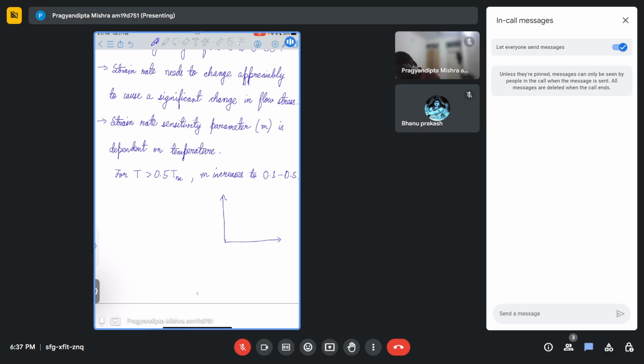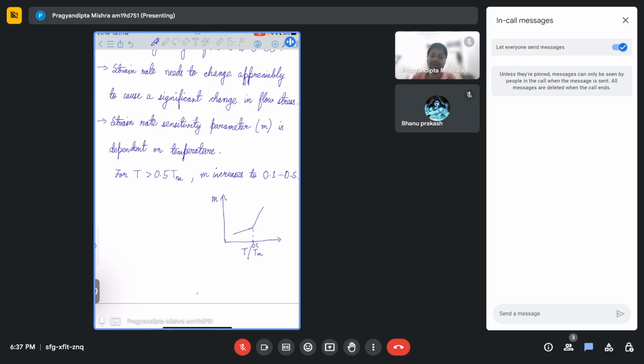Okay, so essentially if we are having T by Tm on this axis and M on this axis, initially you'll see M change like this with temperature, until it hits the value of 0.5. After which, beyond which, you will see that the value changes rapidly like this. So M value will change rapidly once it hits this 0.5 value. Okay, so this is something that you can keep in mind.